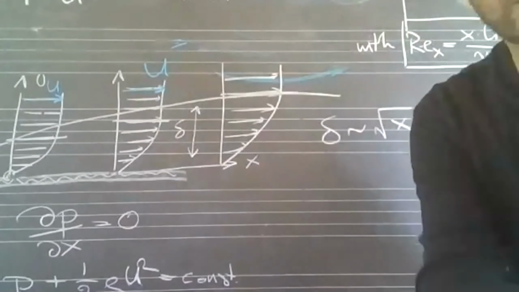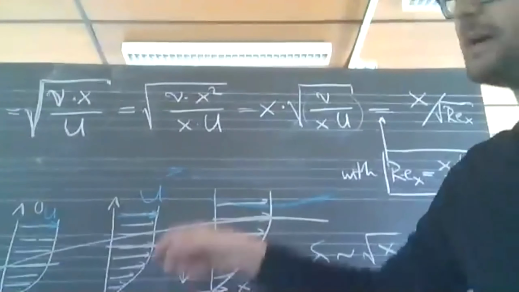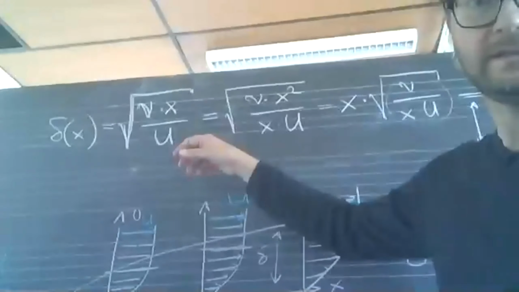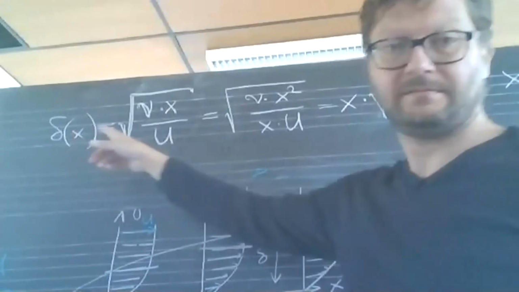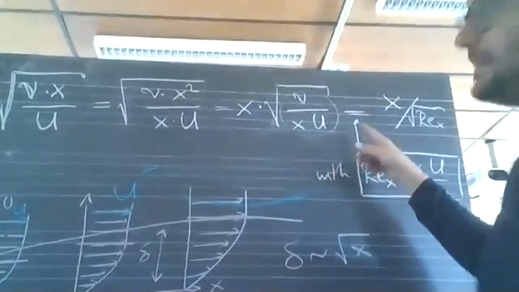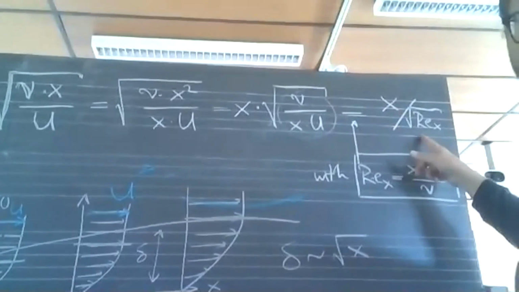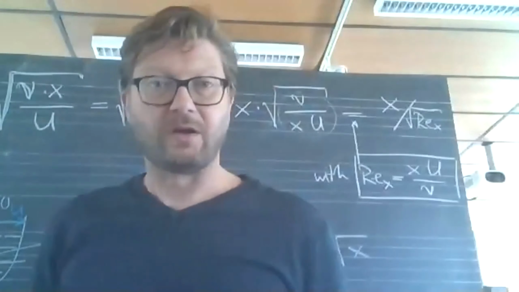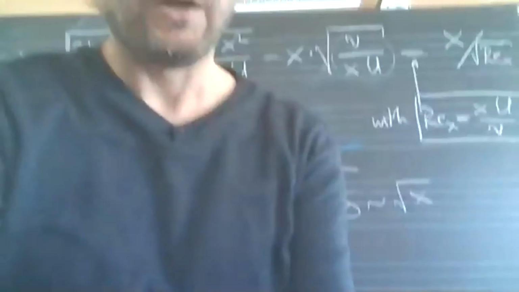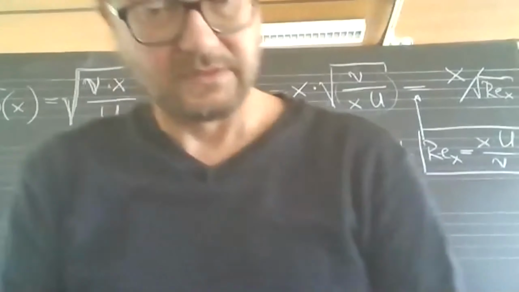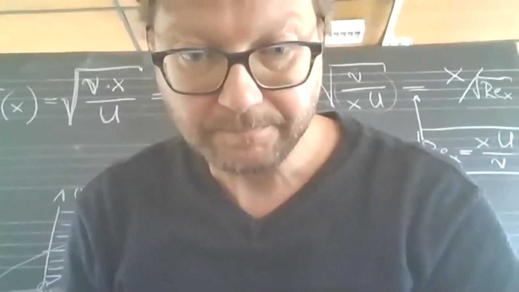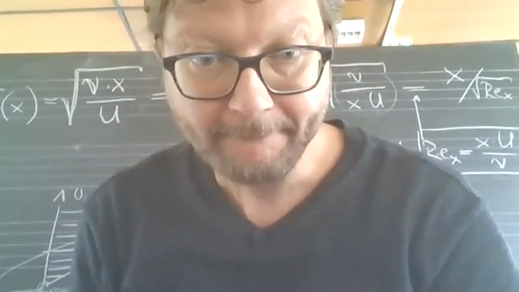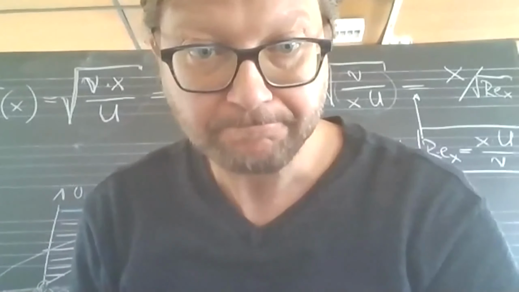And we can describe the thickness of the boundary layer, thickness delta, can be written as x divided by square root of this Reynolds number. Just a non-dimensional way of writing. Okay, let me go back to the slides.